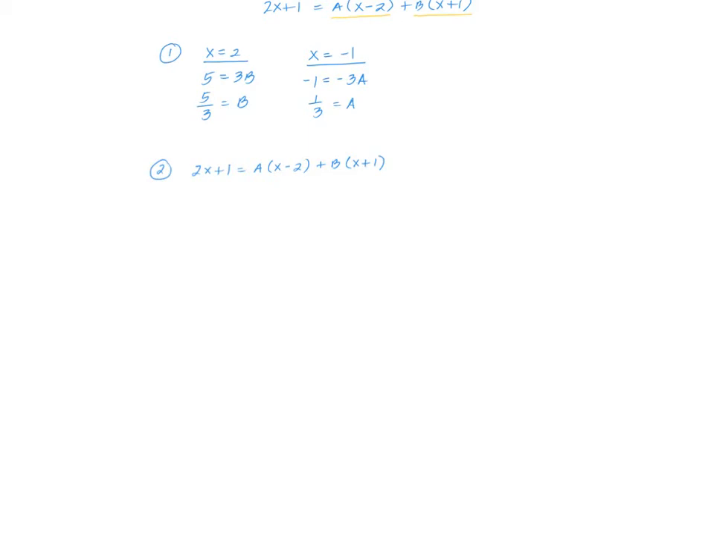Okay, so we're going to go ahead and get rid of all the parentheses, and we're going to combine like terms on the right hand side. So 2x plus 1 is equal to ax minus 2a plus bx plus b. Combining the x's, I have (a plus b) times x. I don't like the negative in the front, so I'm going to do plus b minus 2a.